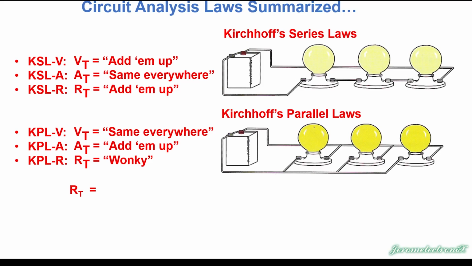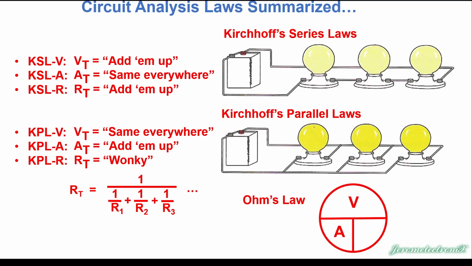So the wonky formula, just restating it here, 1 divided by the resistance of the first resistor plus 1 divided by the resistance of the second resistor, and 1 divided by the resistance of the third resistor, and so forth. Okay, so also, while we're at it, we're going to be using Ohm's law as well as the 6 Kirchhoff's laws. Of course, you remember Ohm's law. It's VAR as well. And if there's 2 that you know, but 1 you don't know, then you can find the one you don't know by using Ohm's law.